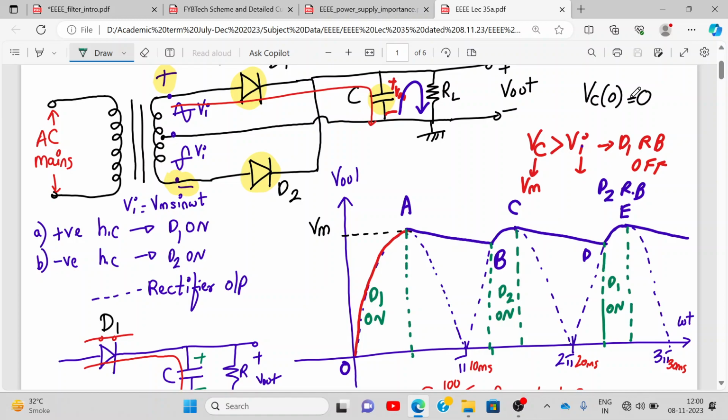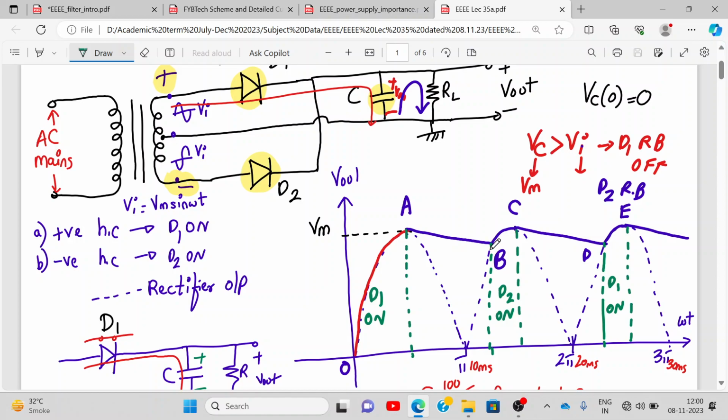I will repeat it while you write. During the positive half cycle of the input, your diode D1 is forward biased, so the capacitor charges instantaneously with the input voltage, till the value of Vm. After Vm, the input starts decreasing, but the voltage across the capacitor remains the same. So the diode D1 becomes reverse biased. Since the diode is reverse biased, it cannot discharge via the diode. It has to discharge via the resistor, with a discharging time constant of 0.1 second, and that is the period A to B.